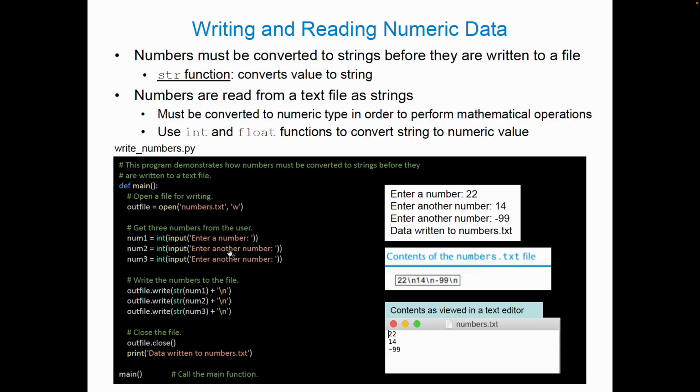Any questions so far? What you should memorize is that when you want to write some non-string data to a file, you have to first convert it by using this str function. And in this example, we open the document, we ask the user to enter three numbers, and then we write them to that file, again by converting them into strings, and then we close the file.